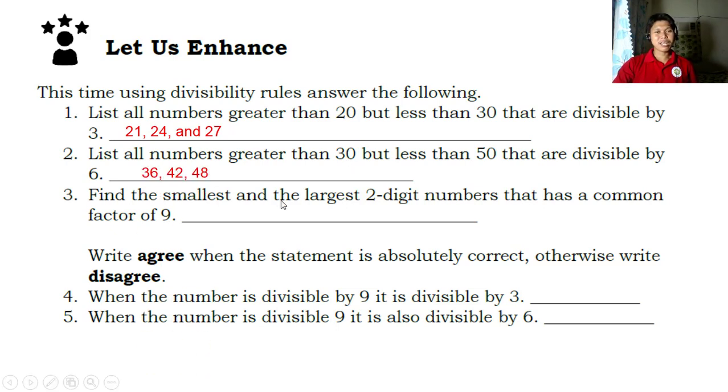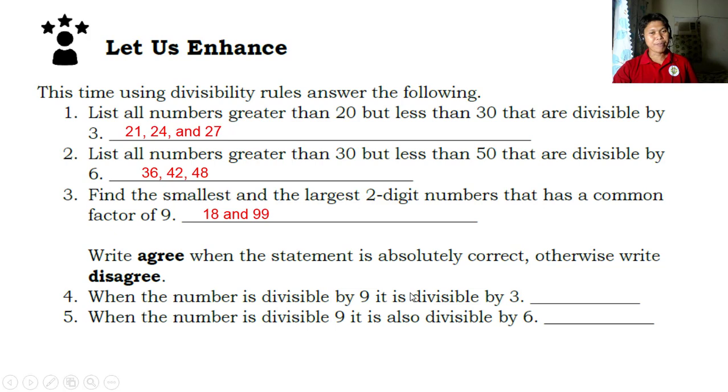Next, smallest and the largest 2-digit number that has a common factor of 9. Smallest 2-digit number, so 18. Ayan. 18, tapos ang largest naman na divisible by 9, syempre 99. Ayan, 18 and 99. Write agree when the statement is absolutely correct and otherwise write disagree.